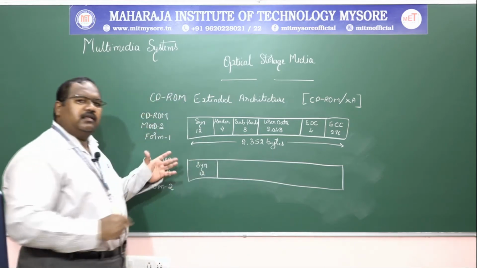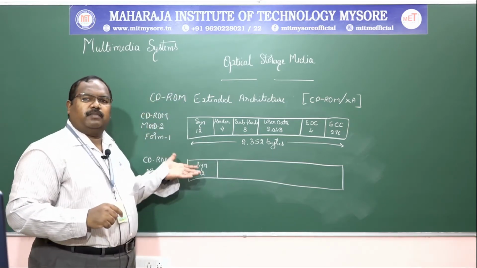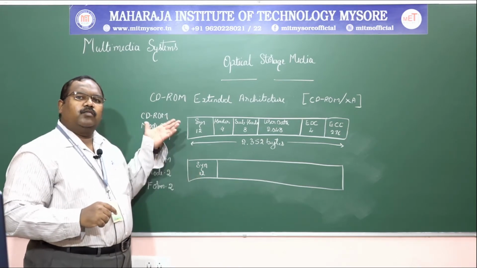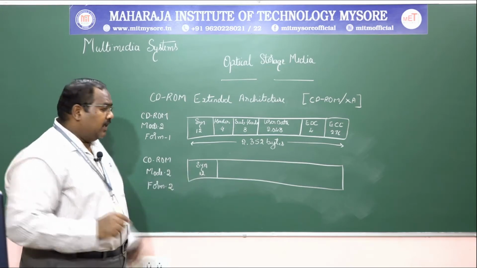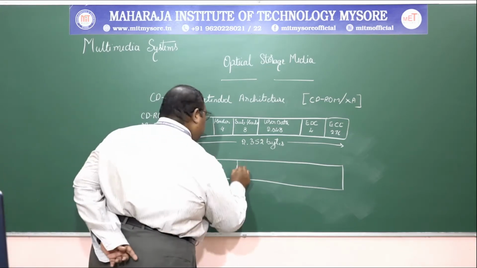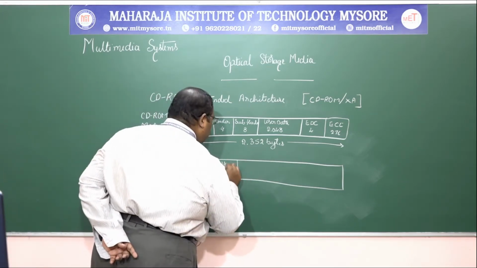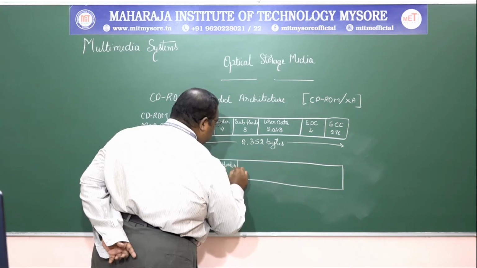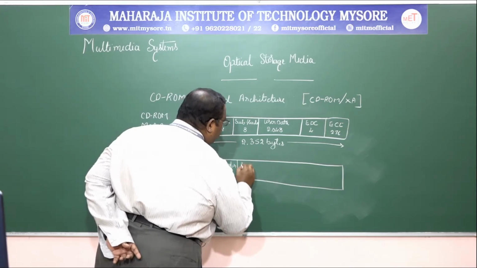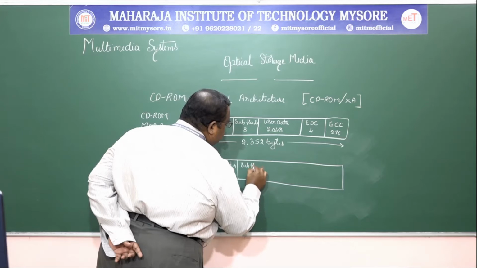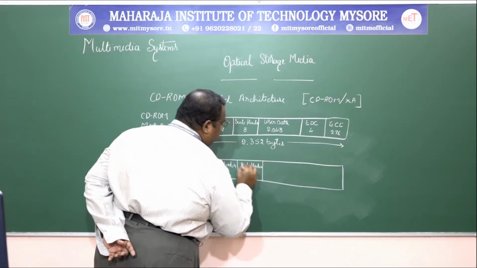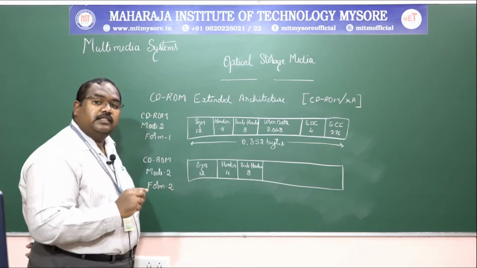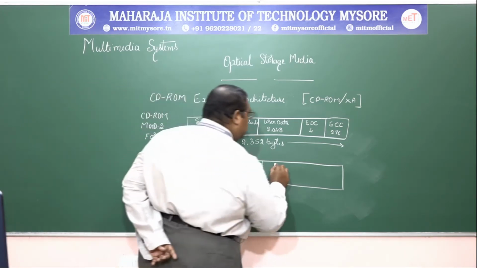I won't explain the individual parts again, as we have already explained them clearly with respect to mode 1 and just now. The synchronization field is 12 bytes. Next again we have the header, as usual 4. And also we have the subheader, that is 8 bytes. Then what is the next thing? User data.